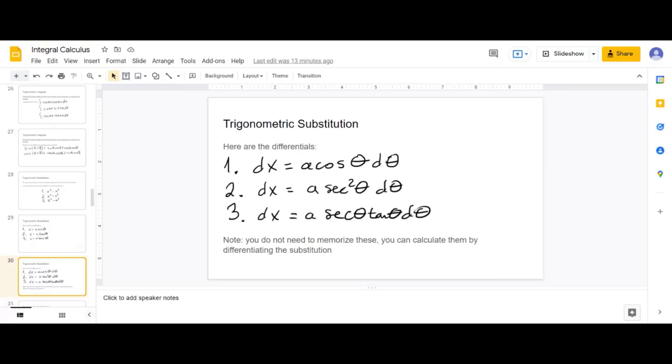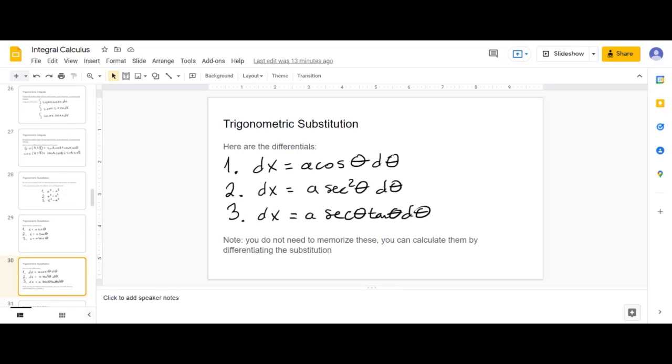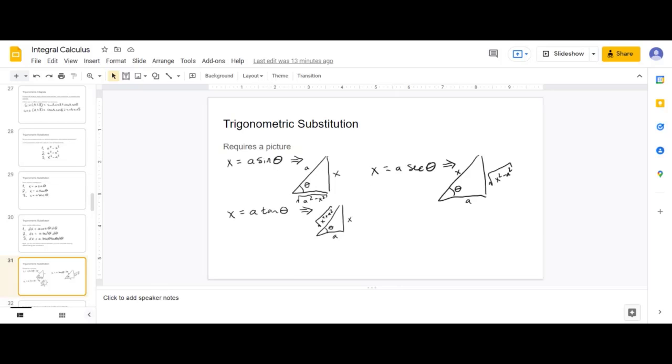And then the differentials, you just calculate this straightforwardly, right? You just take dx of whichever one you picked. And hopefully you know your derivatives so that you can calculate this. You don't need to memorize them. You can just calculate it every time because you already have the derivatives memorized. And then you need to draw a picture.